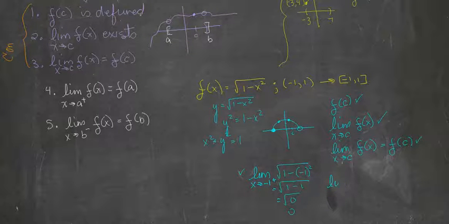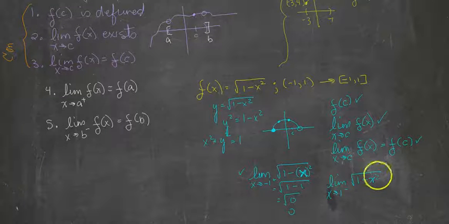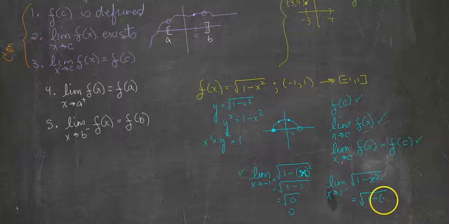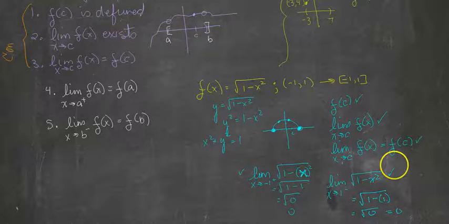And then lastly, the limit as x values approach 1 from the left of the square root of 1 minus x squared. So that equals the square root of 1 minus 1. Now I've plugged it in, which equals the square root of 0 again, which equals 0. So I can color that in.